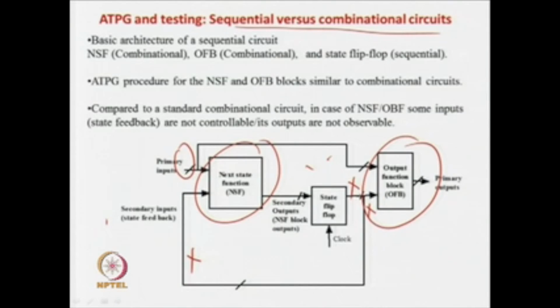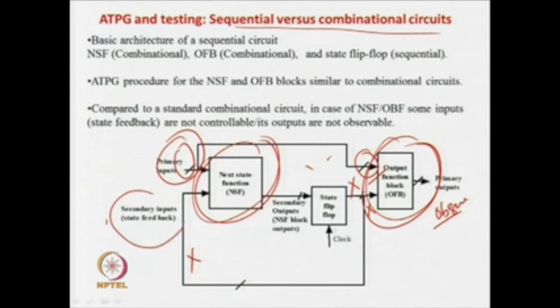This is a primary output, so very good; you can observe it directly. But you can control only half, or one third, or some fixed fraction of the inputs of this combinational block and the output function block. Similarly, for the next state function block, you can control this portion of the primary inputs, but the secondary or virtual primary inputs you cannot control directly. Another problem with this block is that its outputs also cannot be observed directly, because they are fed to the flip flops as their inputs. So this cannot be observed directly.